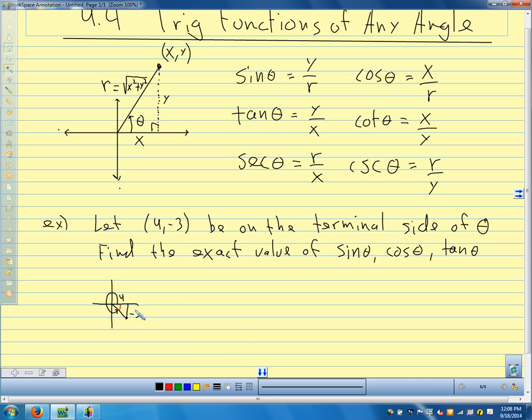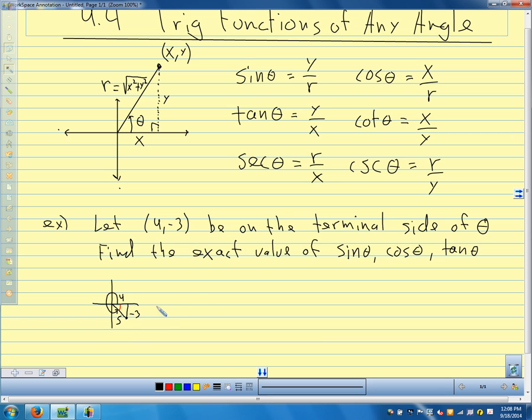So we have one side of the triangle, the other side of the triangle. How long is the hypotenuse going to be for this triangle? One side's 4 and the other side is 3? 5. It's a 3, 4, 5 triangle. If we weren't sure about that, we can always use the Pythagorean theorem to find the hypotenuse: square root of x squared plus y squared. So the hypotenuse is 5.